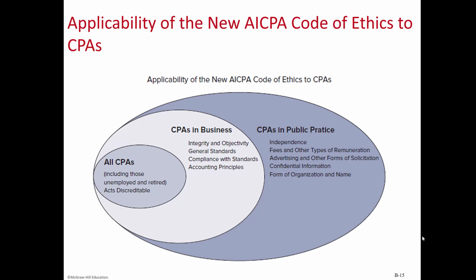So now we have the applicability of this new AICPA Code of Ethics that is applicable to all CPAs, right? So those are including anybody that's unemployed and retired. Then we have CPAs in business, which adds integrity and objectivity, some general standards and compliance with these standards, and additional accounting principles. And then we add to that paradigm CPAs in public practice, which would include independence, fees, advertising, other forms of solicitation, some confidential information, and the form of the organization and their naming convention.